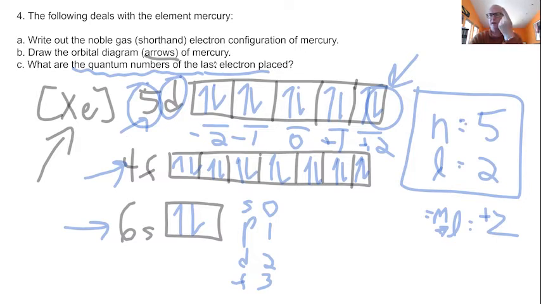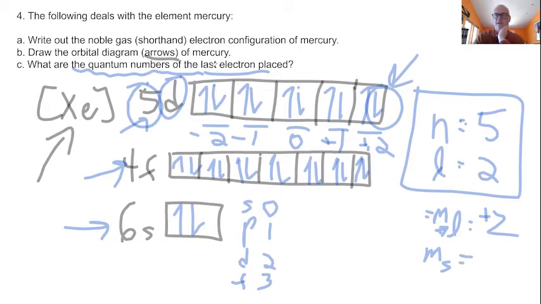So we know what shell it's in, we know what subshell it's in, we know what orbital it's in. What's the last bit of information we need to know about an electron? The spin. The spin, right? That's m to the s. And that tells us whether it's spinning up or whether it's spinning down. And if it's spinning down, what description do we give it? What number do we give it?